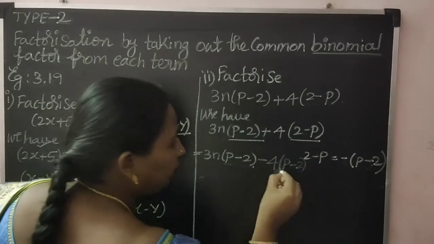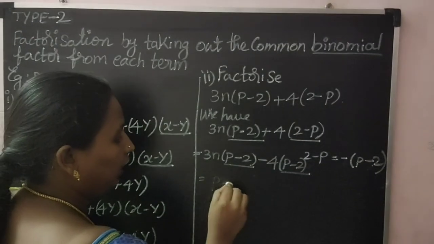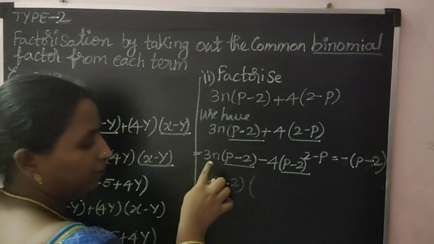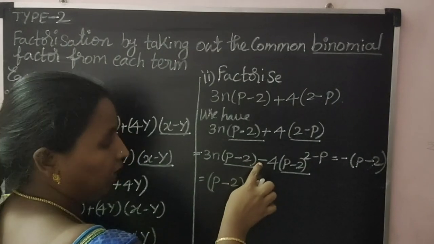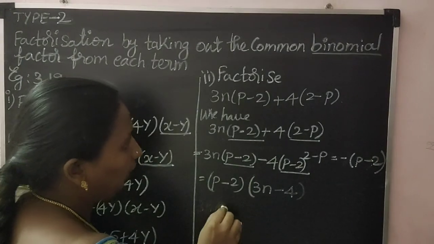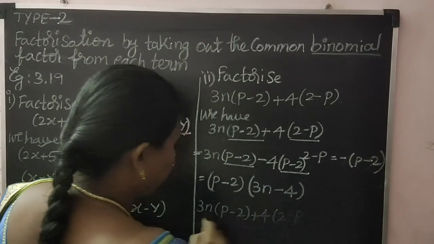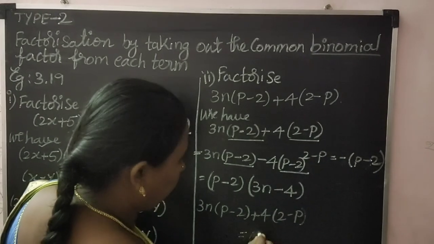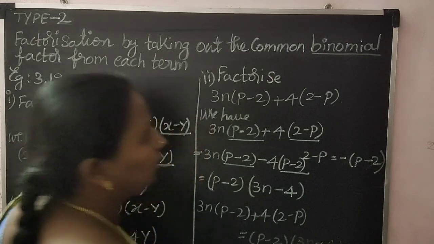Okay, so now p minus 2 is a common factor in both terms. So p minus 2 into, open the bracket, here you take out p minus 2, what is the remaining? 3n. Here p minus 2 we take out, the remaining is, which sign do you have to write? Minus 4. So the factorization of 3n into p minus 2 plus 4 into 2 minus p equals p minus 2 into 3n minus 4. Is it clear, my children?